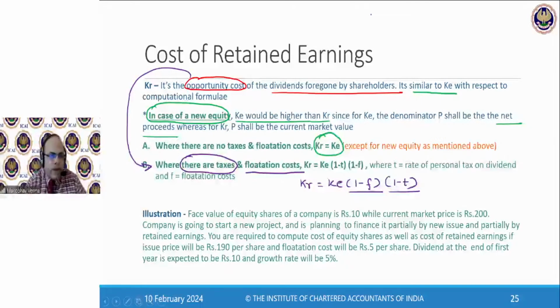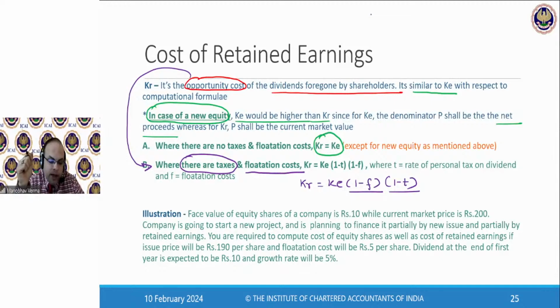Everyone doing good so far? So let me repeat two aspects here. For the cost of retained earnings, my general rule could be that it is the same as the cost of equity. However, in the case of new equity where there are flotation costs, we can say that the cost of retained earnings is equal to KE net of tax and net of flotation cost. That's what the formula tells us. So make sure we know this aspect. Of course, we can discuss the same with the help of an example on our screen.